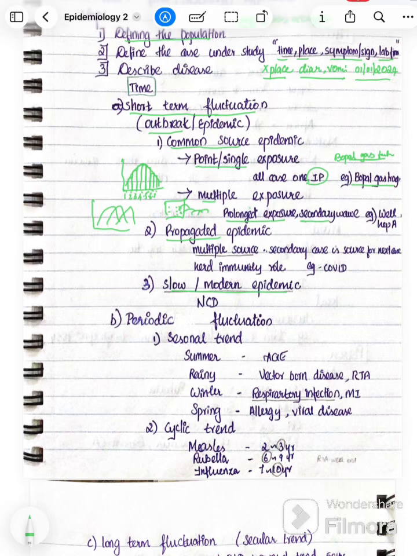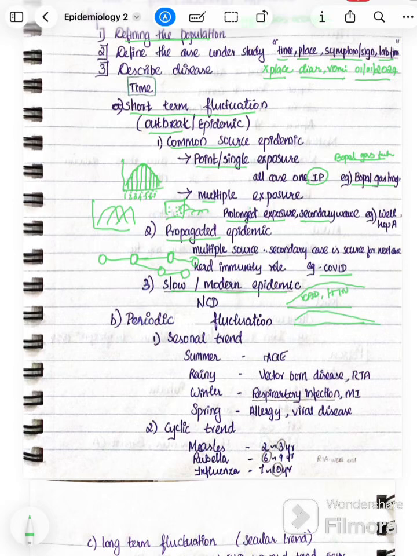Now propagated epidemic. Here the sources are multiple. A secondary case can act as a source for another person, and that person will act as a source for another person. Not only one, but for multiple persons. For example, COVID-19. Now slow or modern epidemics. There is a slow rise of cases. Cardiac problems and hypertension are slowly rising, and communicable diseases are slowly coming down.